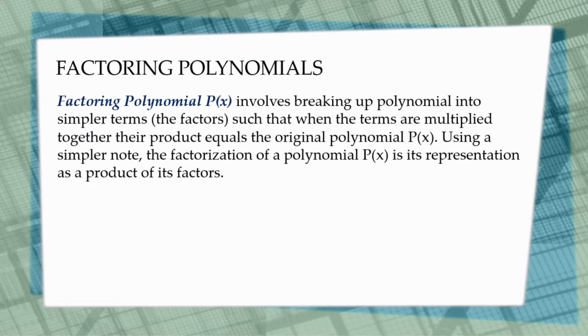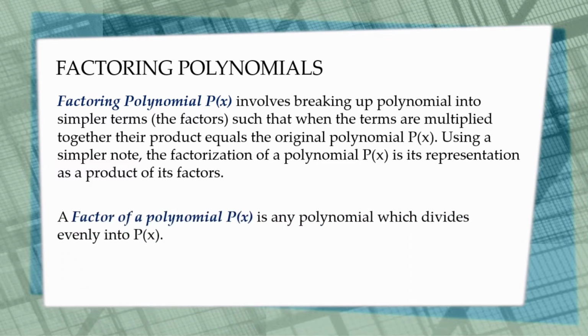Factoring a polynomial p of x involves breaking up the polynomial into simpler terms, which are the factors, such that when the terms are multiplied together, their product equals the original polynomial p of x. In simpler terms, the factorization of a polynomial p of x is its representation as a product of its factors. A factor of a polynomial p of x is any polynomial which divides evenly into p of x.